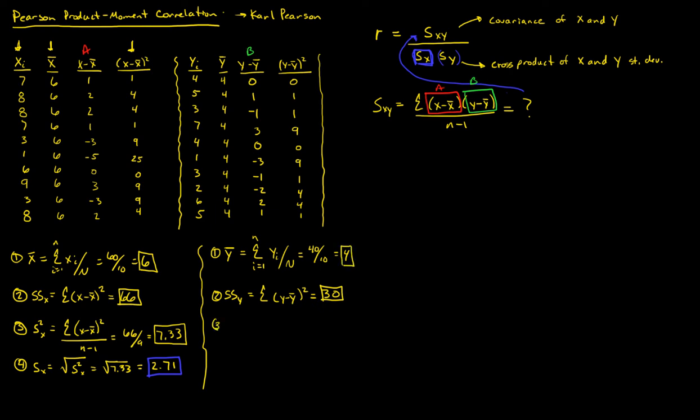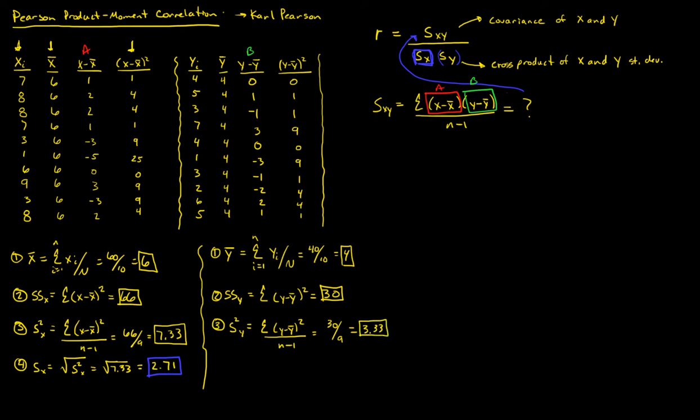Third step, I need to get the variance, s squared of variable y, which equals the sum of the y minus y bar squared divided by n minus 1. So it's just going to be this 30 divided by our n in this group, which was 10, minus 1, which is 9. 10 minus 1 equals 9. And 30 divided by 9 gives us 3.33.